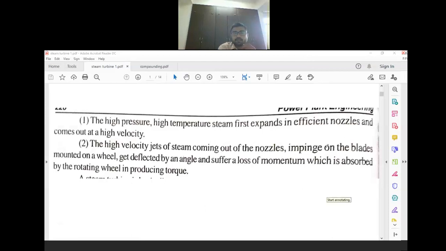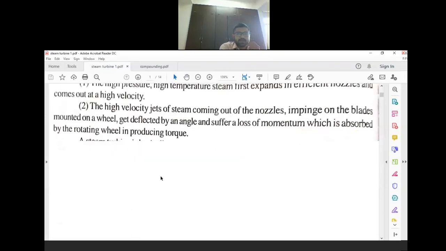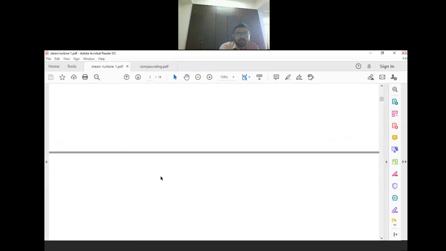So how can you convert that? By use of nozzle. By use of nozzle, you can convert that high pressure steam into high velocity steam. Then after that, you have to supply the high velocity steam to the steam turbine. So it will strike with the blade of the turbine and transfer its momentum to the blade, and blades are connected to the shaft. So ultimately shaft will rotate. So this is basically the main working principle of steam turbine.